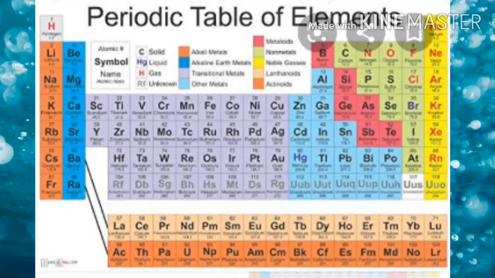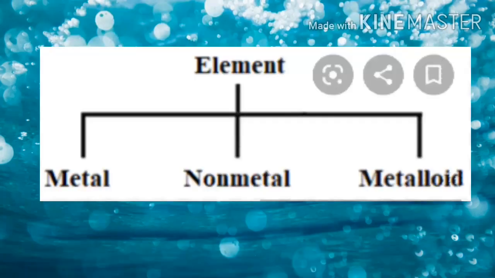There are 118 elements at present, out of which 94 elements are found in nature, while the remaining 24 elements have been prepared artificially. Every substance in this world is made up of one or more of these elements. Elements may be in the form of solids, liquids, or gases. Elements are divided into three parts, which are metals, non-metals, and metalloids.